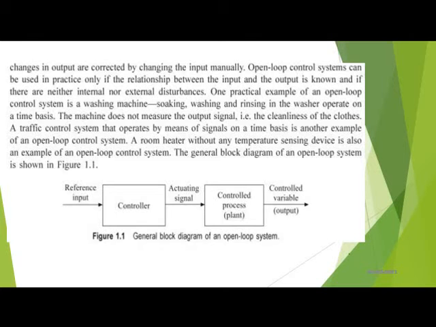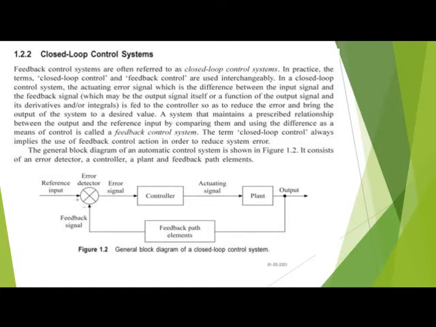Okay. Next, we'll come to the closed loop control system. The closed loop system is nothing but what is referred to as a feedback control system. Closed loop systems or feedback controls are often referred to as closed loop control systems. In practice, closed loop control systems and feedback control systems are interchangeable.